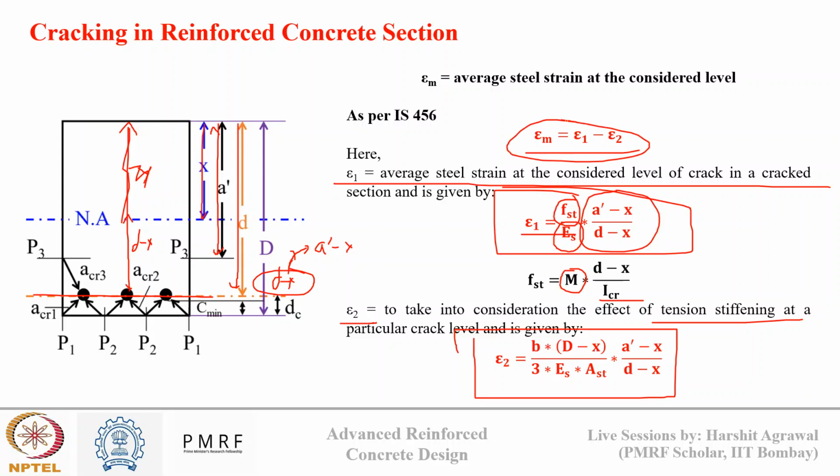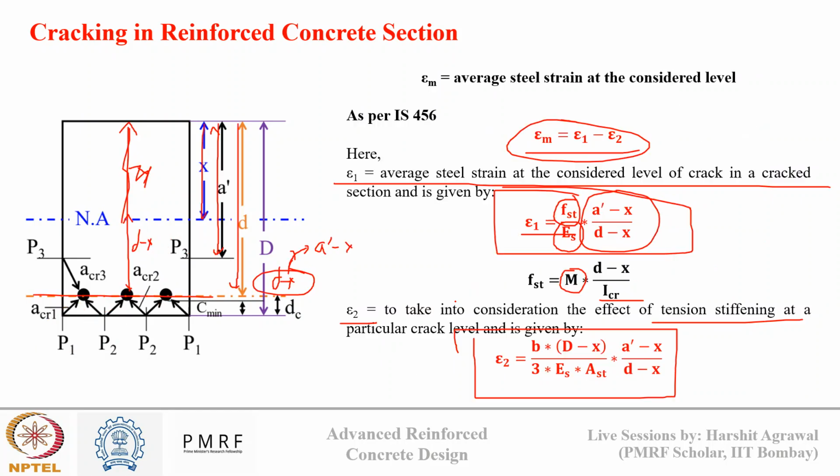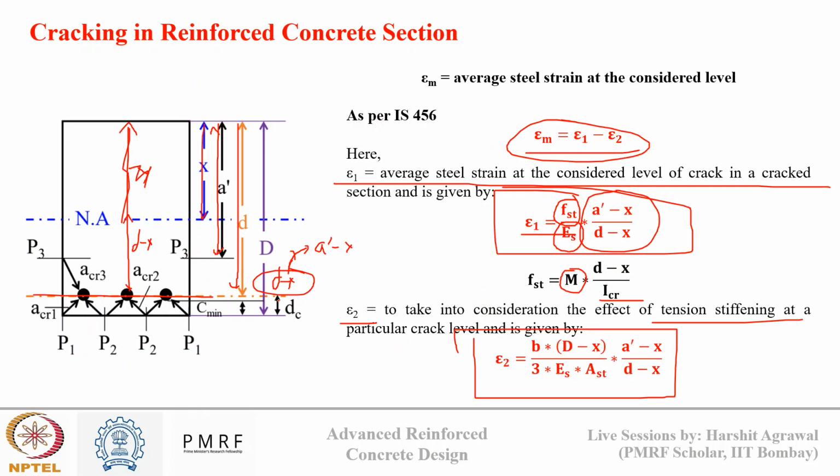Once we get the value of epsilon_m, we can calculate the crack width. We know how far the point is located from the nearest reinforcement, so we can calculate the crack width, and then we can make a judgment on which part is more critical to cracking in a reinforced concrete section. Generally, as this distance increases, the cracking potential generally decreases. Okay, so that we'll see.